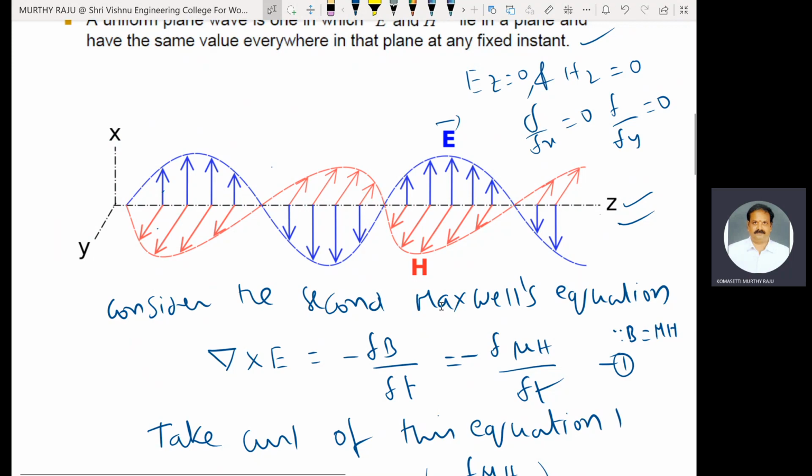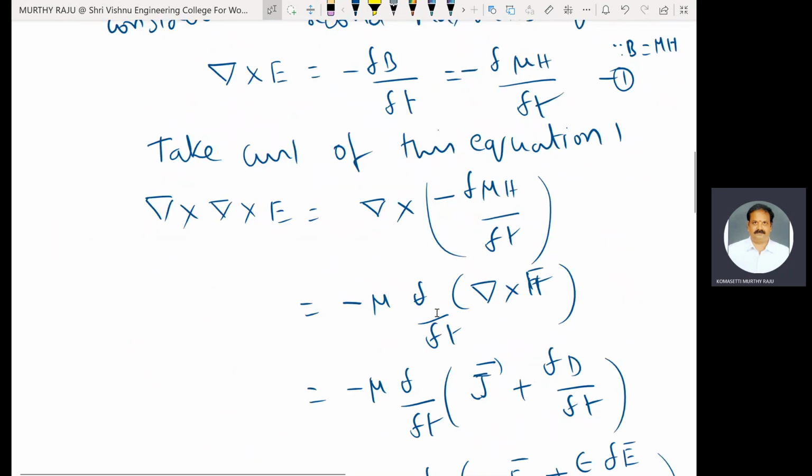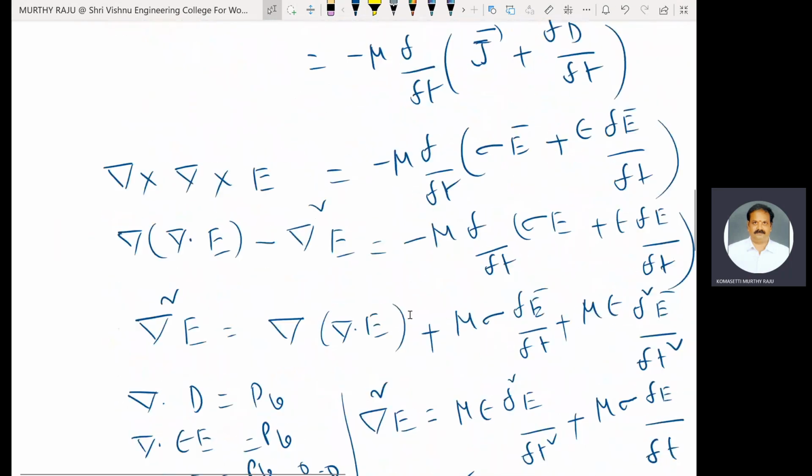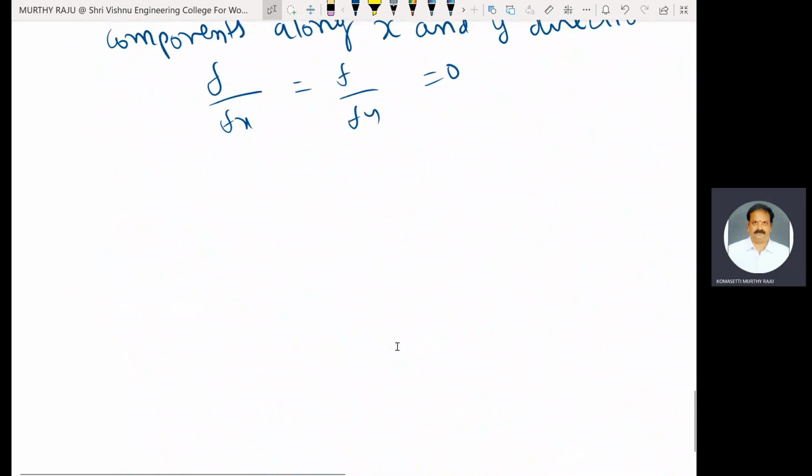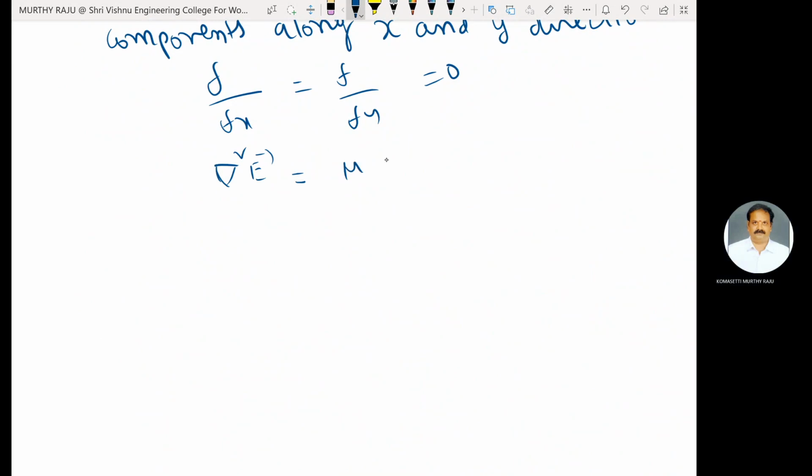Consider the free space propagation. In free space, mu is equal to mu naught, epsilon is equal to epsilon naught, conductivity sigma is equal to 0. Substitute these conditions in the equation. This is the final equation. In this expression, I will consider electric field component only. Del square E bar is equal to mu naught epsilon naught dou square E bar by dou t square.